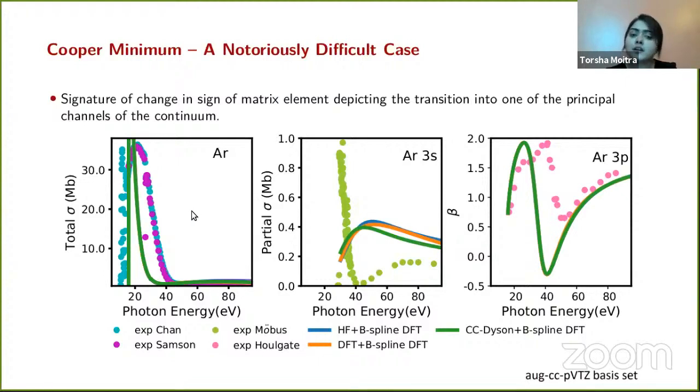It has been shown earlier that plane wave and Coulomb wave approaches cannot capture this sophisticated experimental observation. B-spline DFT, shown by the bold green lines, does capture this process, but the minimum is shifted by approximately 15 electron volts towards the lower photon energy region.